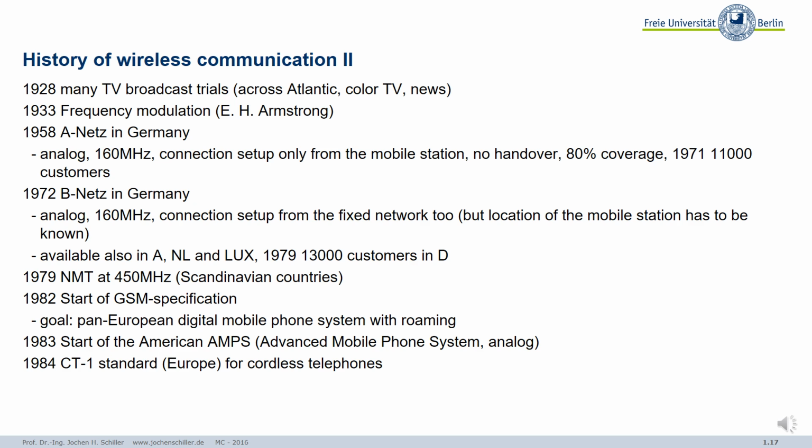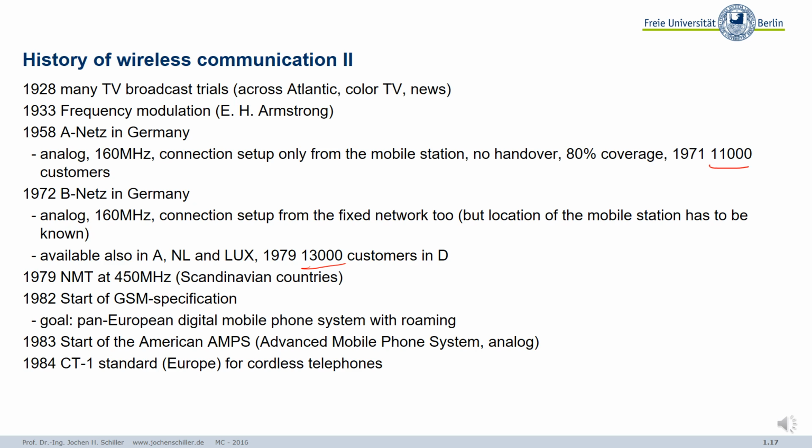A-nets at 160 megahertz, pure analog, then B-nets, 1972, also analog, but you see the customers. Wow, 10,000, 13. Why? Well, huge devices, very expensive, so not that simple to use. And also you had to know roughly where your communication partner is to dial the right prefix for this area and all these things. So complicated.